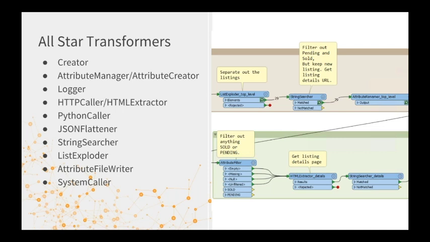But there are some lesser known transformers that are essential for my work, such as the HTTPCaller and HTMLExtractor, the PythonCaller, working closely with the JSONFlattener, the StringSearcher, ListExploder, AttributeFileWriter, and SystemCaller. You'll rarely see those in a training course, but I make a lot of use of them.